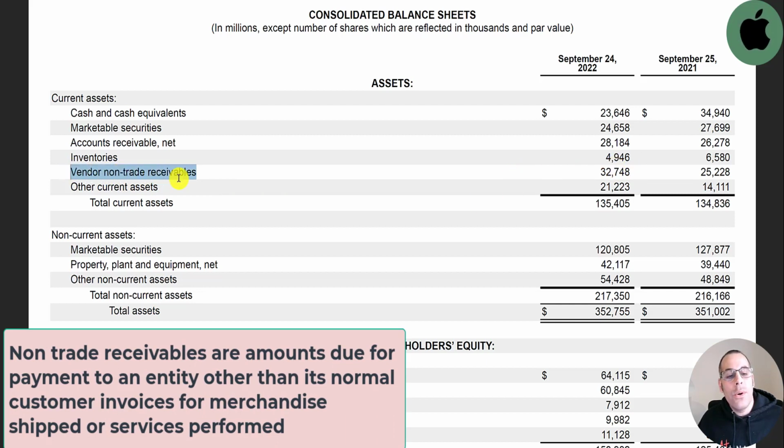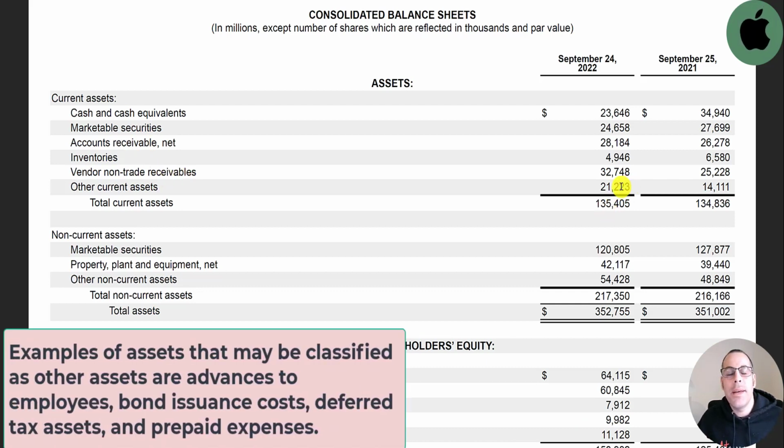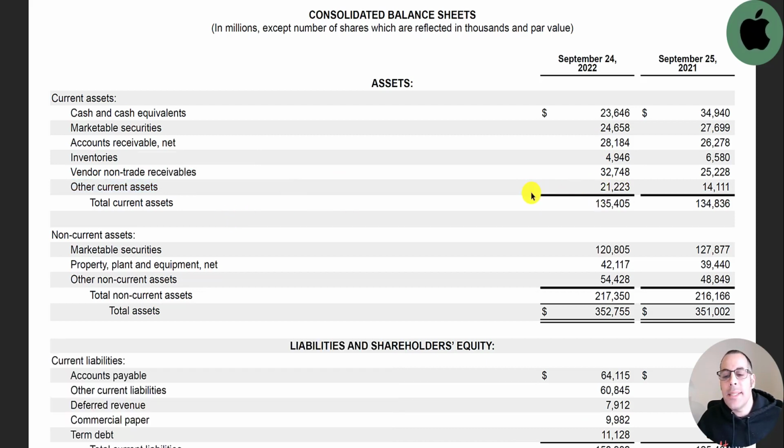So you can either Google this term or search it in this 10K if you're not too sure what the difference is between accounts receivables and vendor non-trade receivables. Then you have other current assets, $21 billion. These are assets that don't fit into these buckets. You can of course search this term if you're curious what this $21 billion represents. So total current assets is $135 billion. So these are the assets they can convert to cash within 12 months.